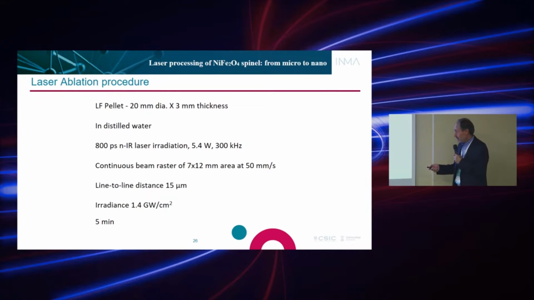We can calculate the radiance of each pulse. It's about 1.4 gigawatts per square centimeter, and this is done during 5 minutes.